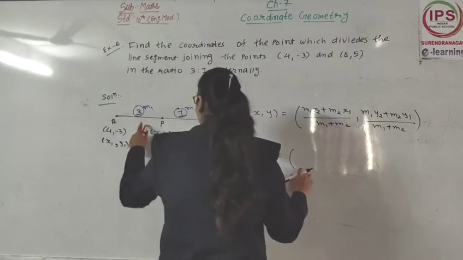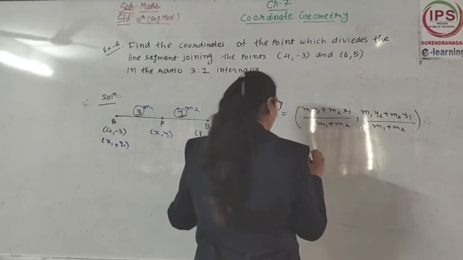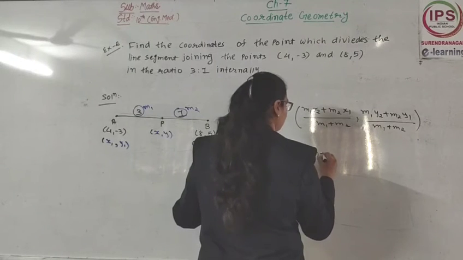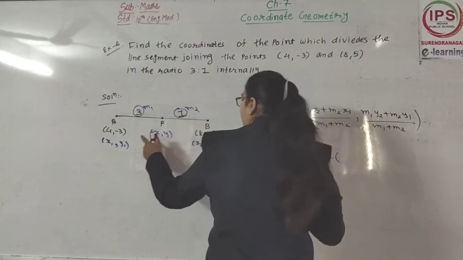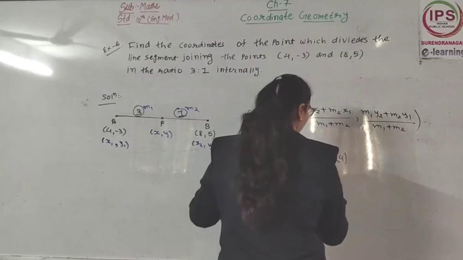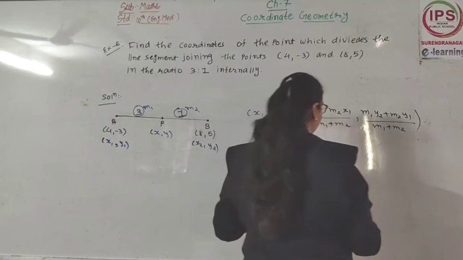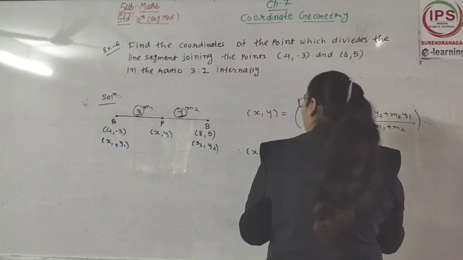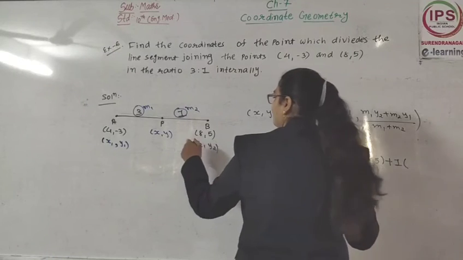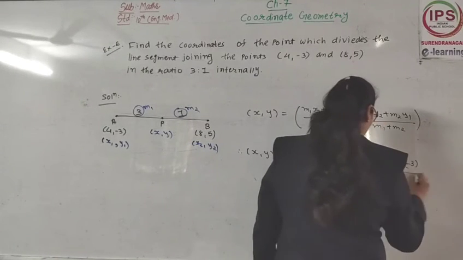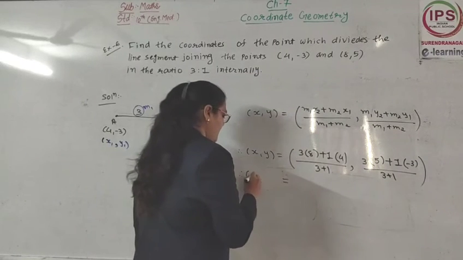m1, what is the value of m1? 3. What is the value of x2? x2 is equal to 8, plus what is the value of m2? m2 is equal to 1. What is the value of x1? x1 is equal to 4, upon 3 plus 1. Same way we have to substitute values for the y coordinates. m1 is 3, y2 is 5, plus m2 is 1, y1 is -3, upon 3 plus 1.